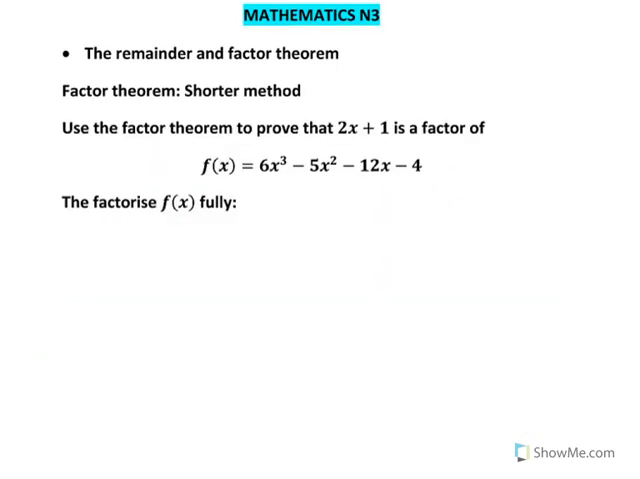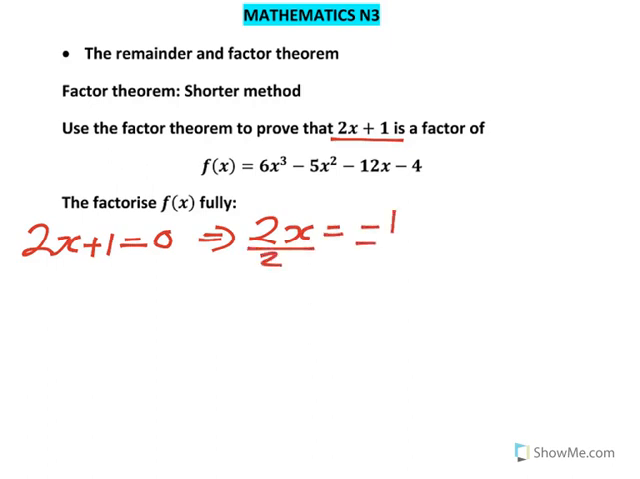Again, we can try this one. Use the factor theorem to prove that 2x plus 1 is a factor of f of x. Then factorize fully. So remember, the first thing you need to do is to say 2x plus 1, you equate it to 0. Then when you solve it, you will have 2x is equal to minus 1. You divide by 2 on both sides. You are going to have x is equal to minus half.